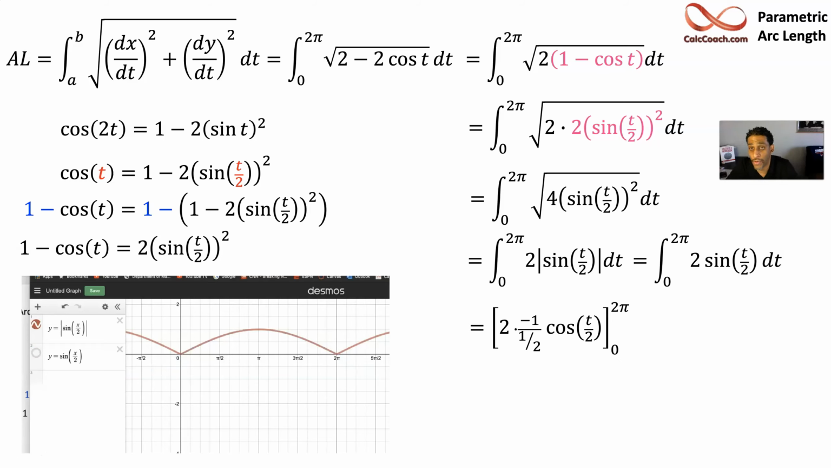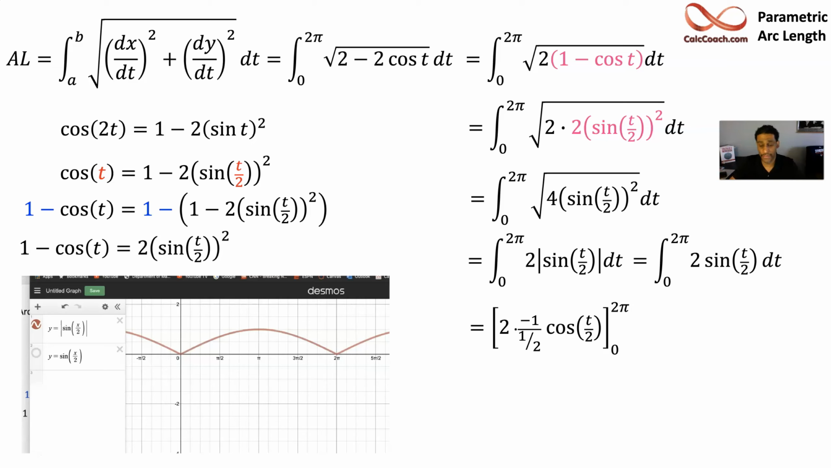Okay. The antiderivative of sine is negative cosine. But whenever there's a multiplier on the variable, you have to divide by that multiplier. Like if you integrate e to the kx, it's 1 over k e to the kx. If you integrate sine of kx, it's negative 1 over k cosine of kx. So there's a negative 1 over a half that comes into play. But that's just a negative 2. Along with the other 2, really that multiplier is a negative 4.